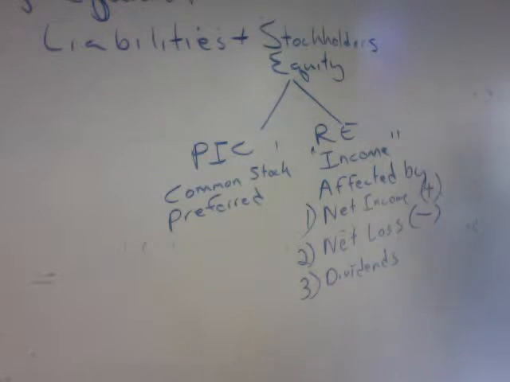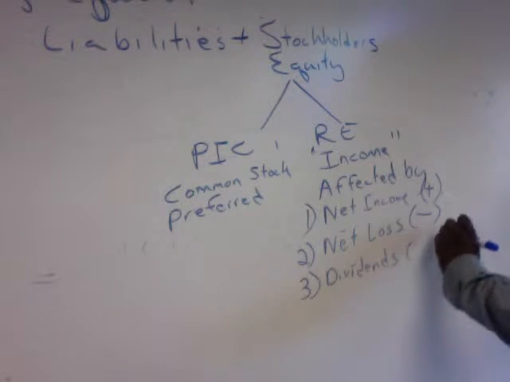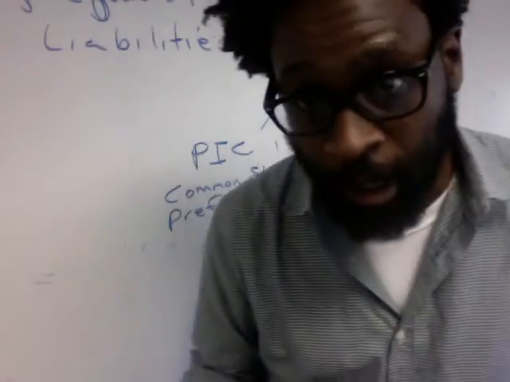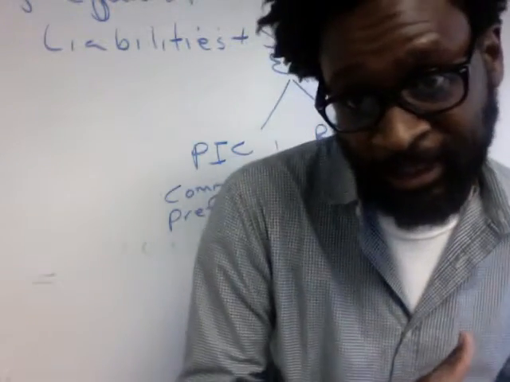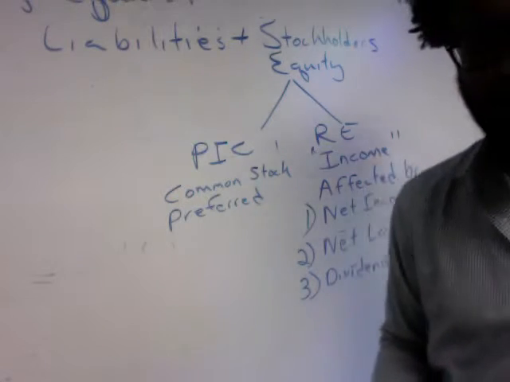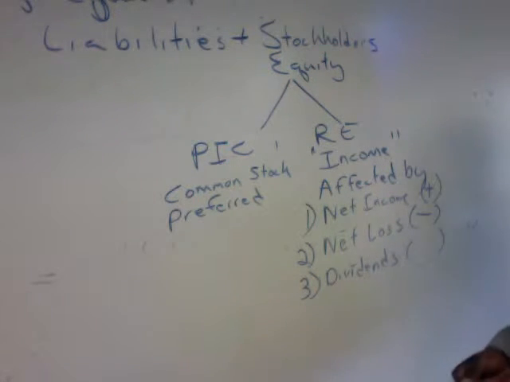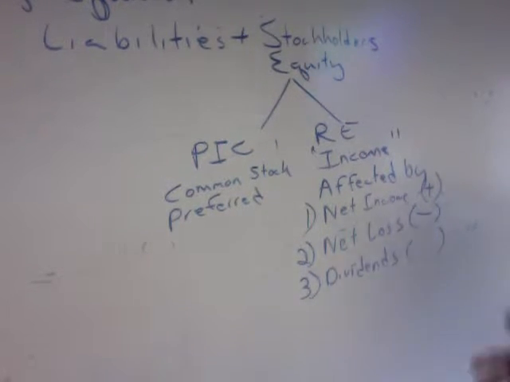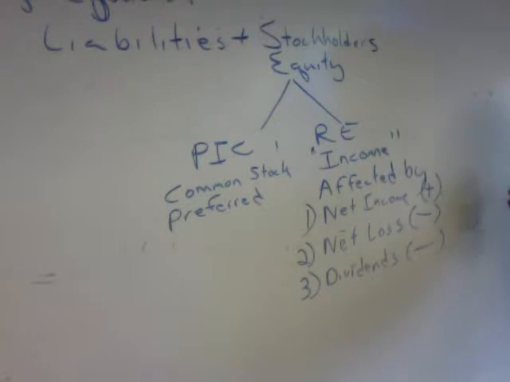And last but not least, dividends. What are dividends? Dividends are distributions of income. When you take income and you give it to your shareholders, you take it out of your company, give it to your shareholders. So by definition, what are dividends? Distribution of income. So if it's giving up income, then how should it affect retained earnings? Retained earnings should do what? Decrease. Should decrease.